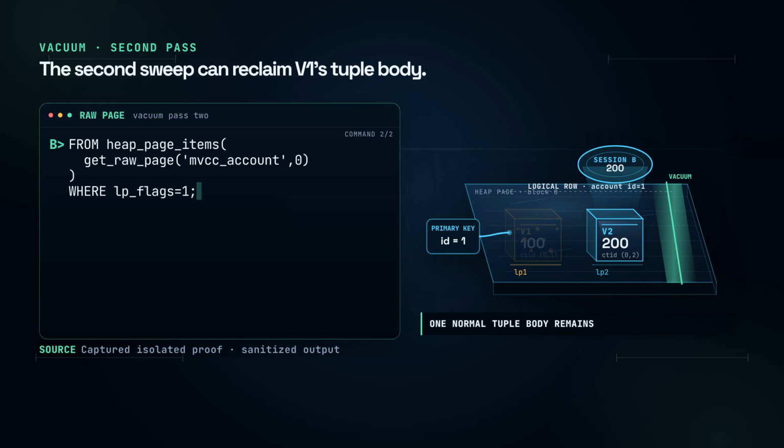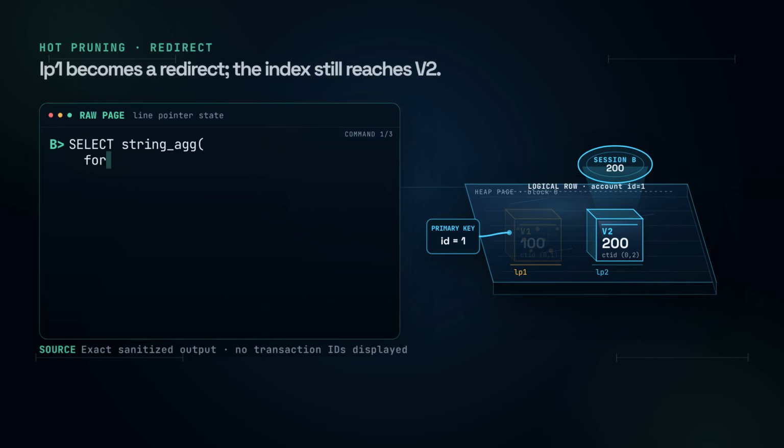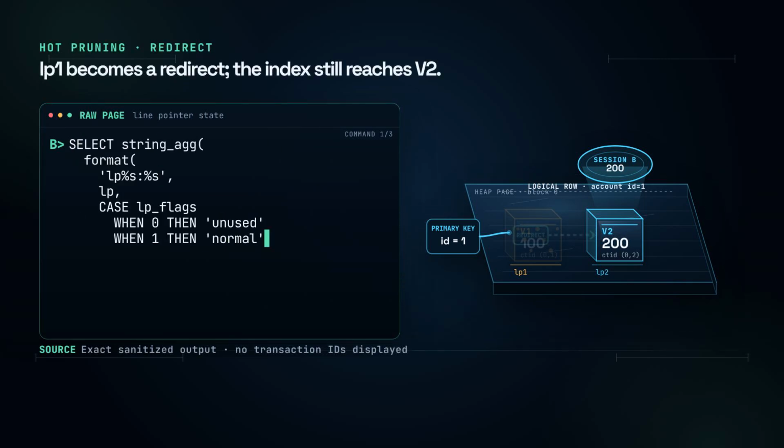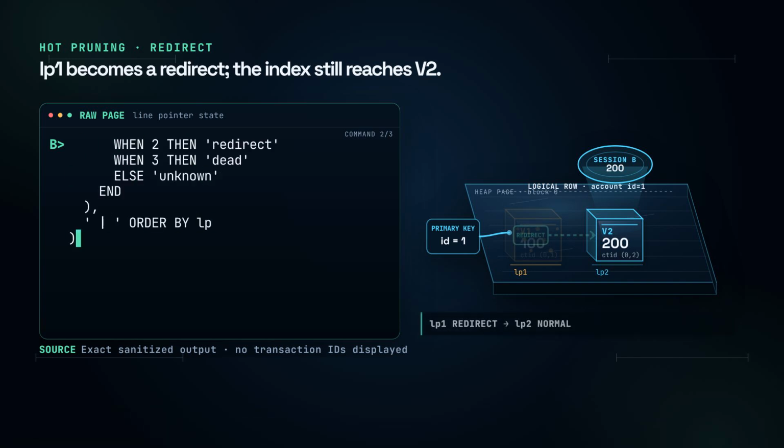And vacuum is not the only time HOT chains can be pruned. Normal operations can remove versions that are certainly invisible to everyone. The lesson is the visibility horizon. Postgres must retain a version for as long as some valid snapshot could still see it.